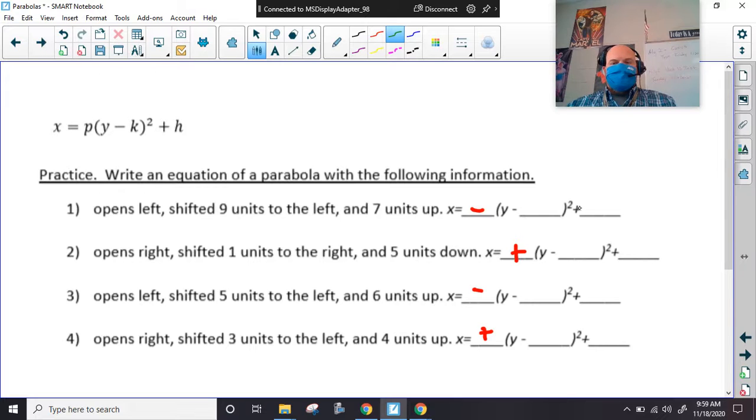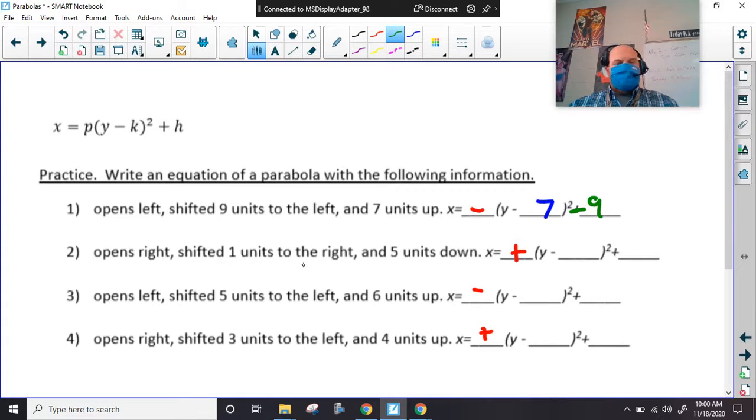9 units to the left, so this is actually going to be a -9 right here. And then up 7 units, we just write 7. It's still a minus, we just put 7 in there. You'll have something that's described like this, and it's multiple choice. It's not a gotcha type thing. I don't like lessons like that.